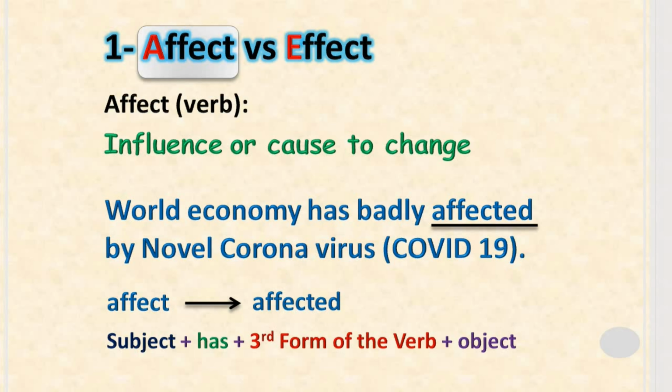Affected, this is actually a sentence of present perfect tense. You can see subject plus has plus third form of the verb plus object. So we use the third form of the verb. Instead of affect, we use affected.